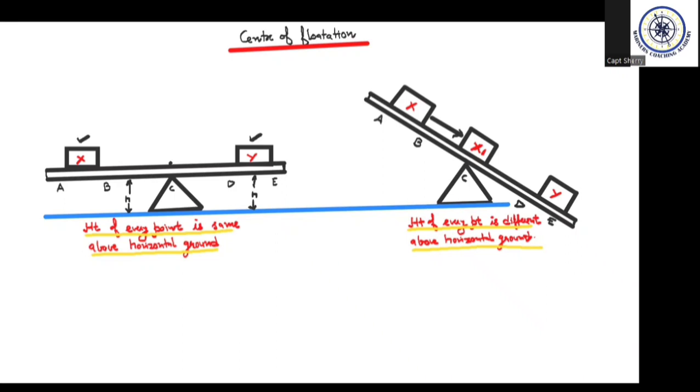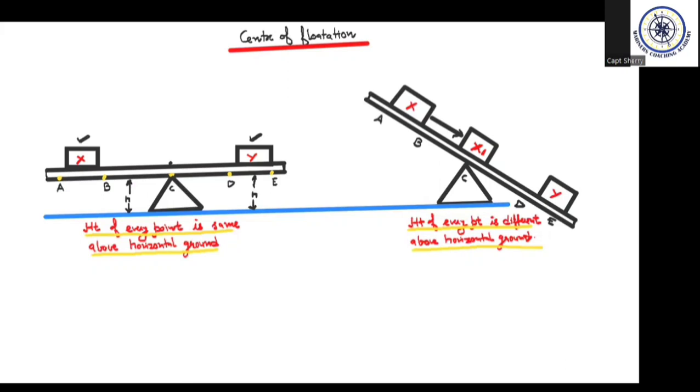Now, if I want to find out the height of each point, say A, B, C, D, and E, all the heights at every point on the plank will be the same from the ground. So if I have height h from the ground to the plank, that height will be the same for every point, be it A, B, C, D, or E.